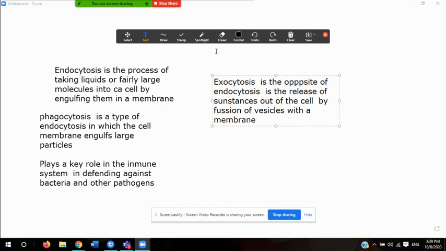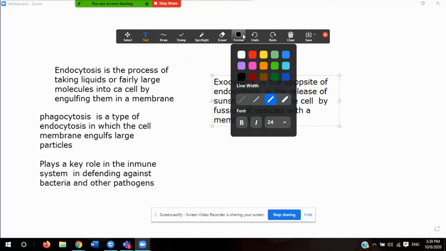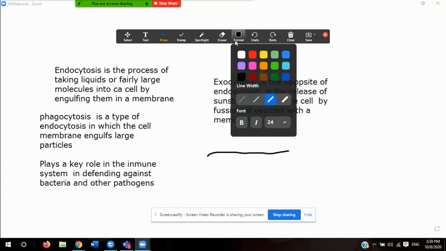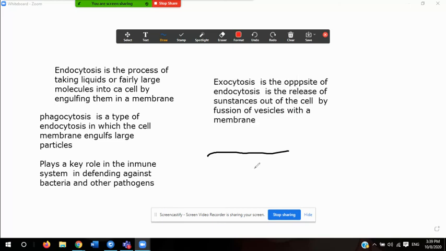So the opposite. Let me see if I can do one of my very famous rough drawings so you guys understand what I'm trying to say. So here's the membrane, and we have a particle inside of the membrane, and we want to remove it. We want to get it out of the cell. So what happens is kind of like the opposite. It's kind of like going to spit it out.